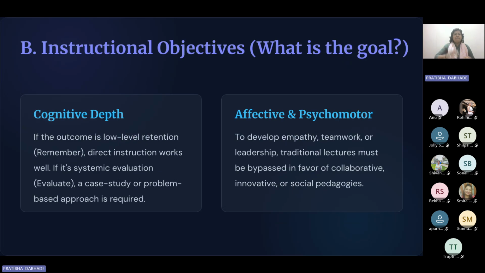Then objective. Again, you have to think about the goal, which objectives or which learning outcomes we are going to achieve at the end of the lesson.